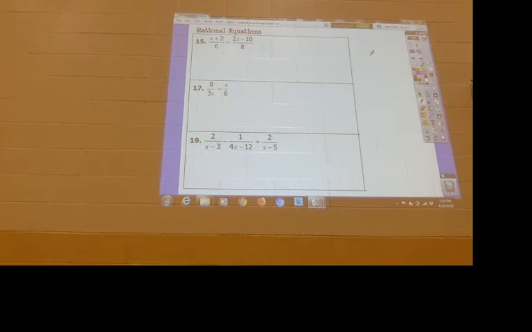What should have happened back in 7th grade: if I had x over 2 set equal to 5 over 7, how did you solve this? Cross multiply. You cross multiply, and you did this times that, that times that. Same thing. I have two fractions set equal to each other.